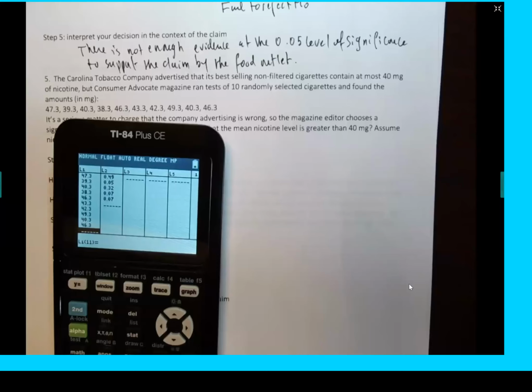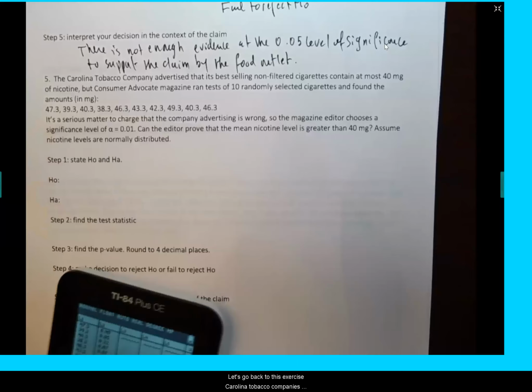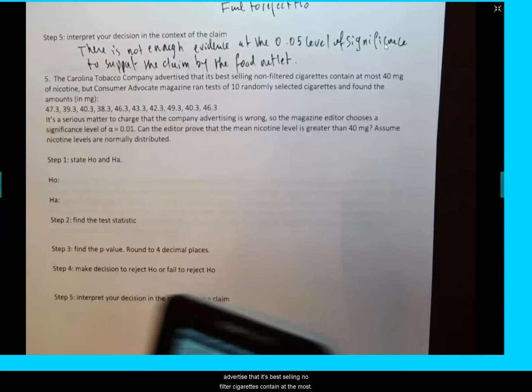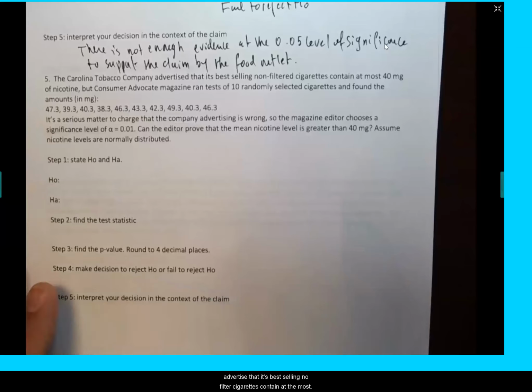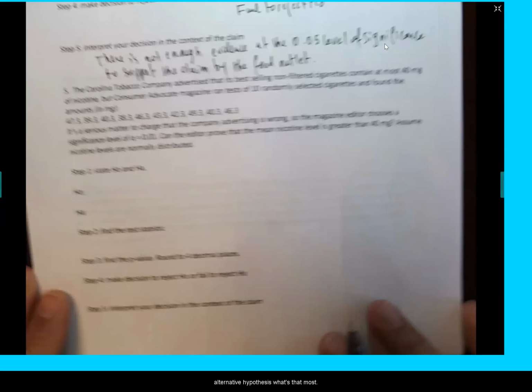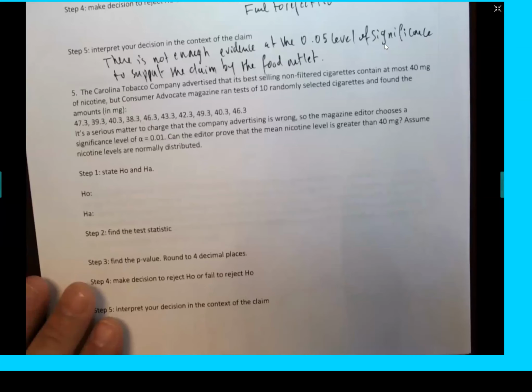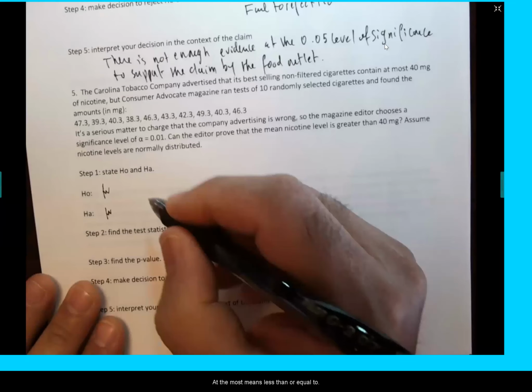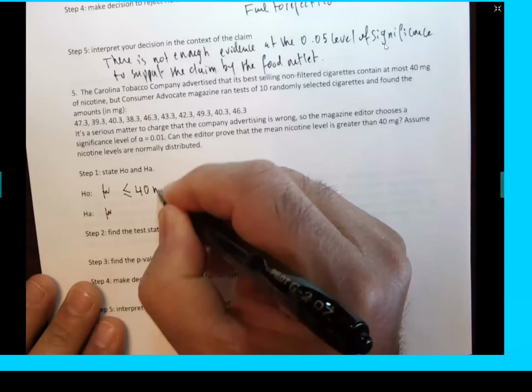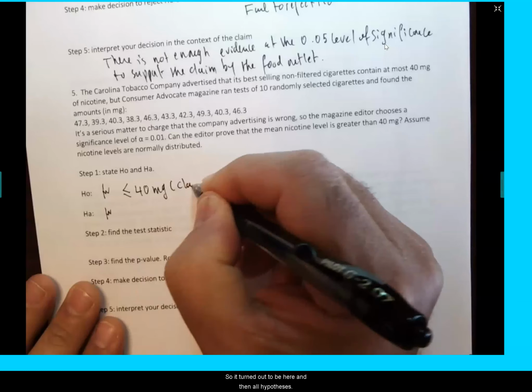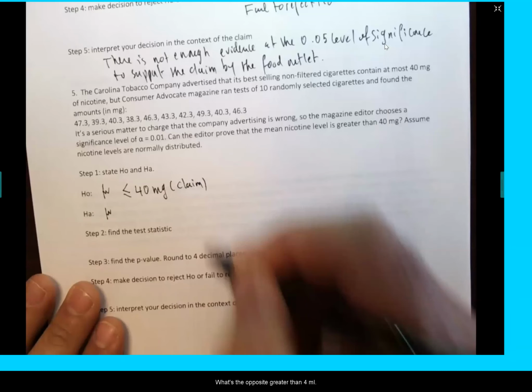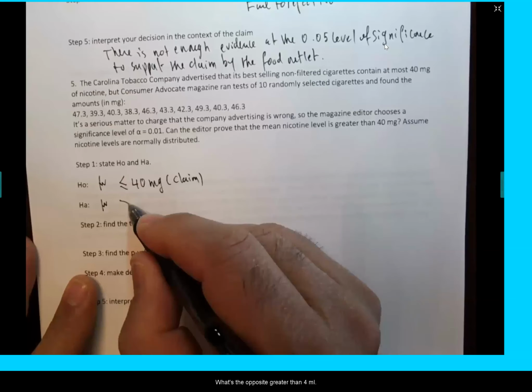All right. So let's go back to this exercise. Carolina Tobacco Company advertised that its best-selling non-filtered cigarettes contain at most 40 milligrams of nicotine. Can you guys help me state the null and the alternative hypothesis? What's "at most"? At most means less than or equal to. That's the claim, so it turned out to be here in the null hypothesis. And what's the opposite? Greater than 40 milligrams.